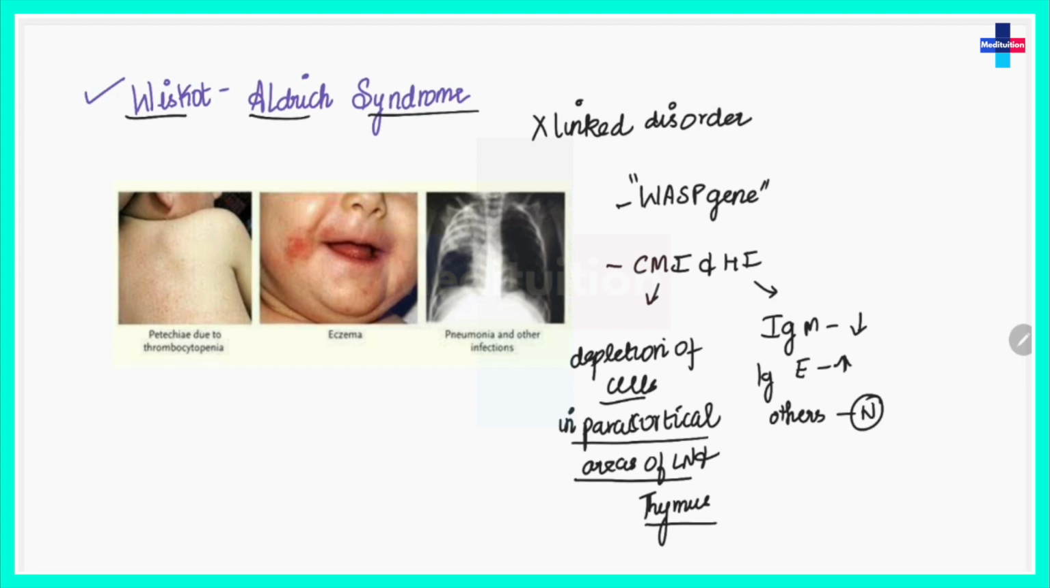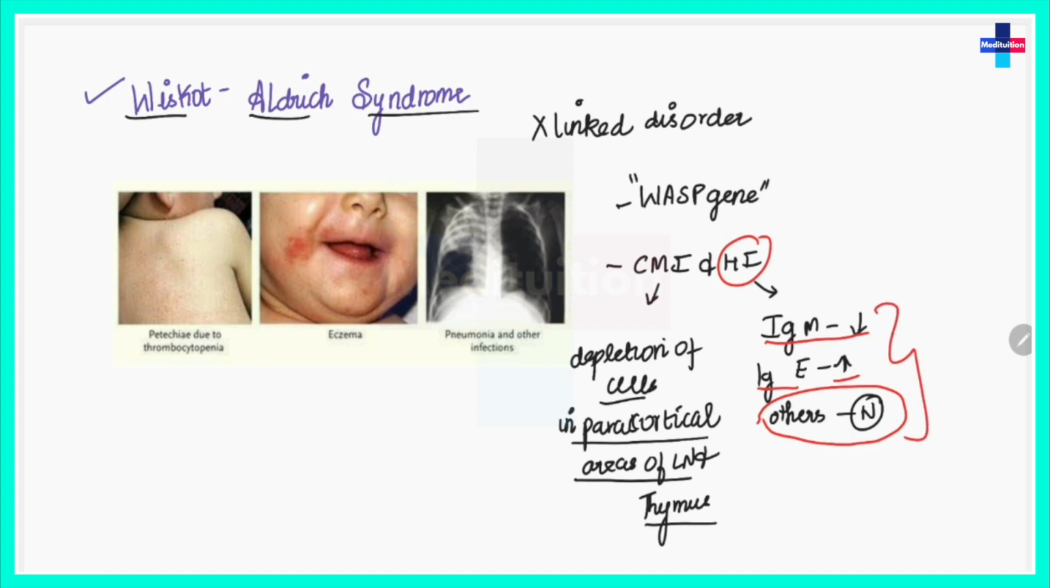In Wiskott-Aldrich syndrome, if you talk about the humoral immunity, immunoglobulin M will be deficient, immunoglobulin E will be elevated or increased, but other immunoglobulins will be normal. So this is a characteristic feature that will be seen in Wiskott-Aldrich syndrome.